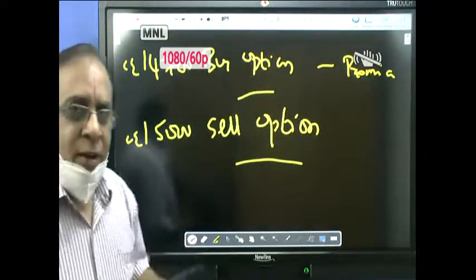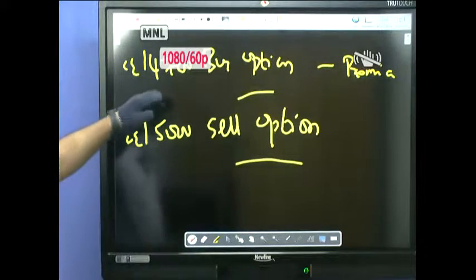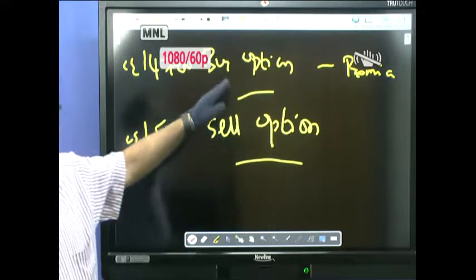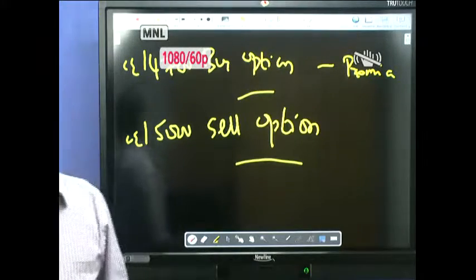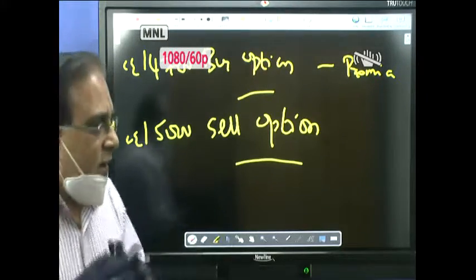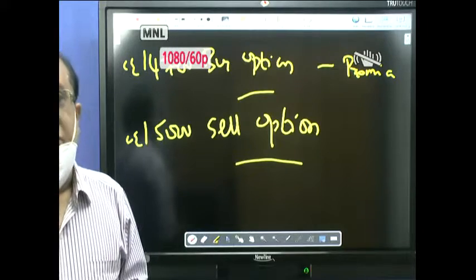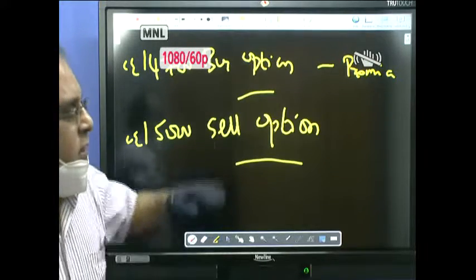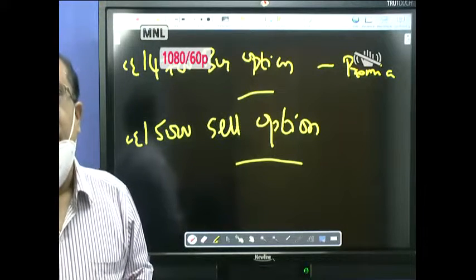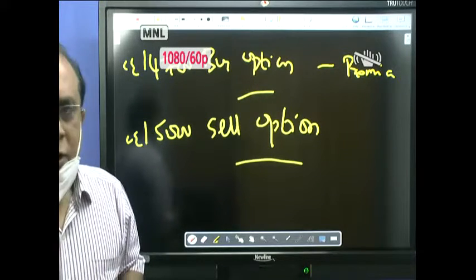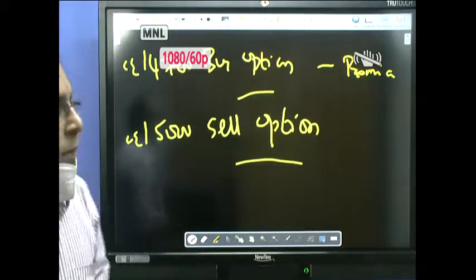If the market goes down, the loss will only be on the net premium that you have paid. That is, the loss is only on the buy option minus the sell option premium. That should be the only amount that should be collected. But what the NSE does in its margining system is different.